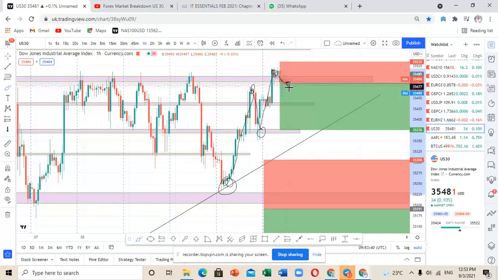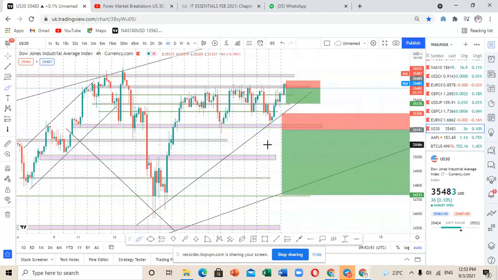I'm currently in this trade. I'm just waiting for the trade to move from this position to this position. I know some of you might be asking where I've got this short position that is here. So let me move to the hourly time frame.